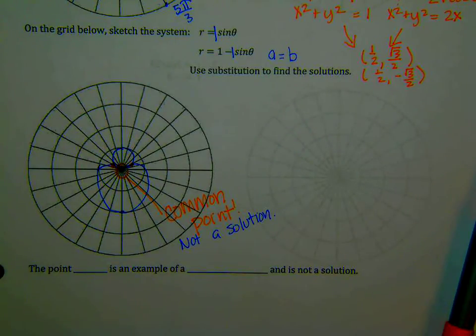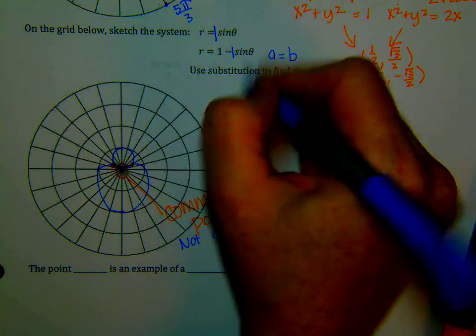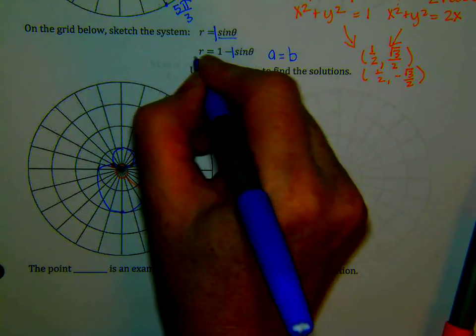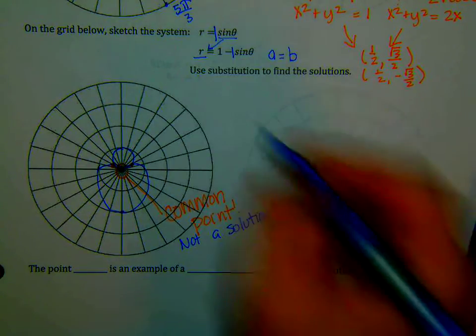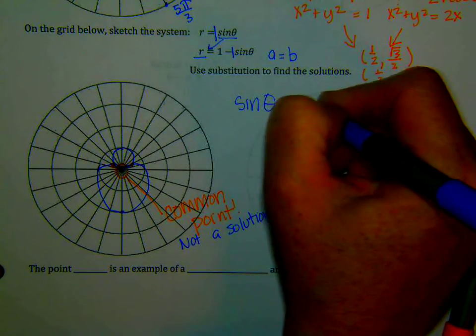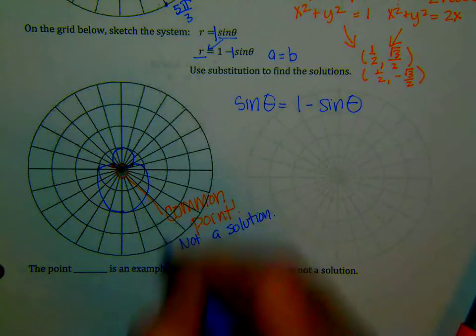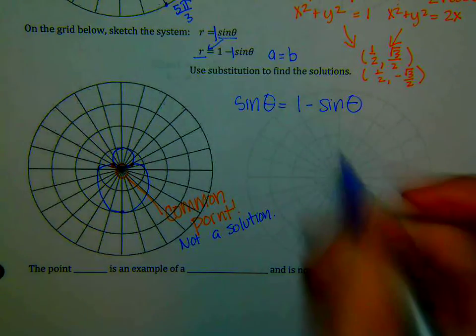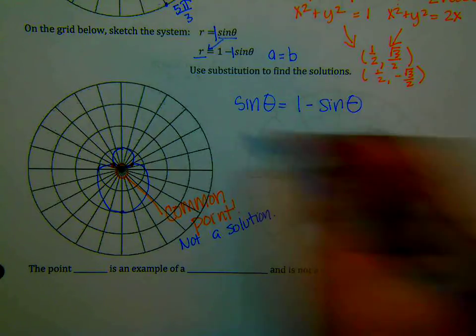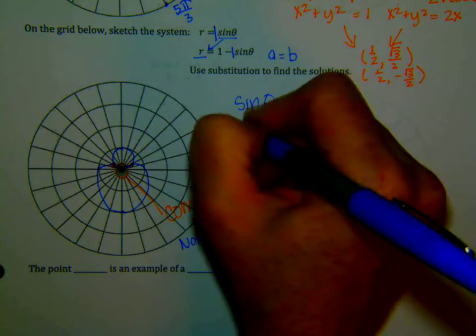Let's use substitution to figure this out. So using substitution, we substitute sine theta for r. Sine theta equals 1 minus sine theta. We're just going to solve for theta, using algebra. Now we're back to algebra. What are we going to do? We're going to solve for theta. So let's combine the thetas. Plus sine theta, plus sine theta.